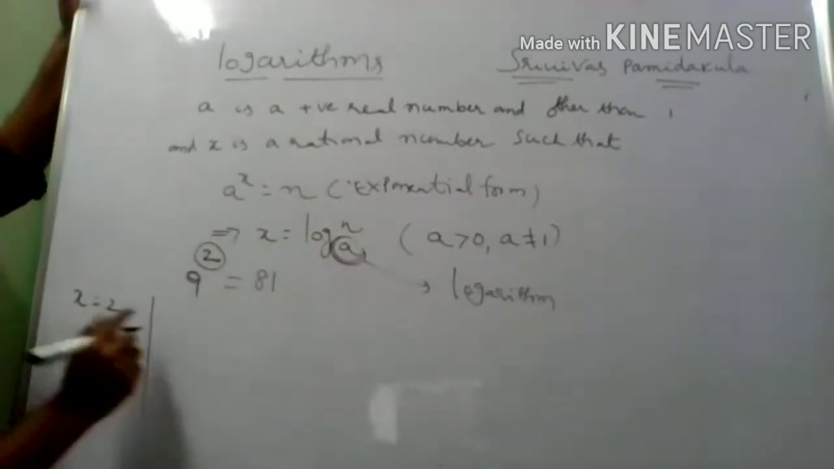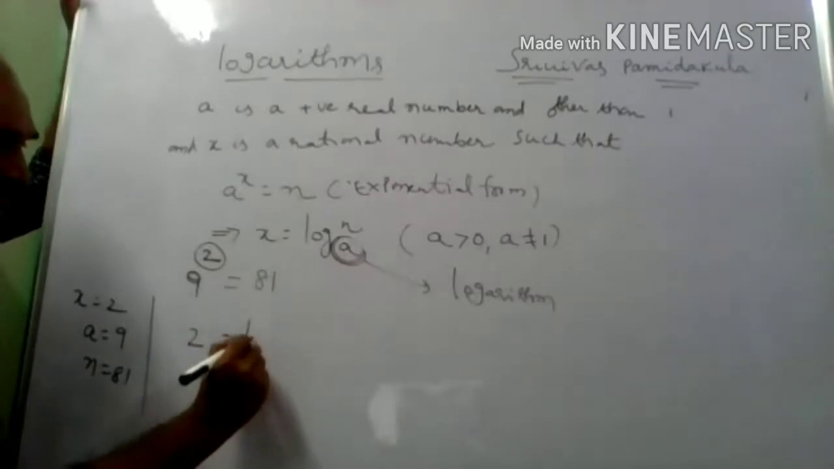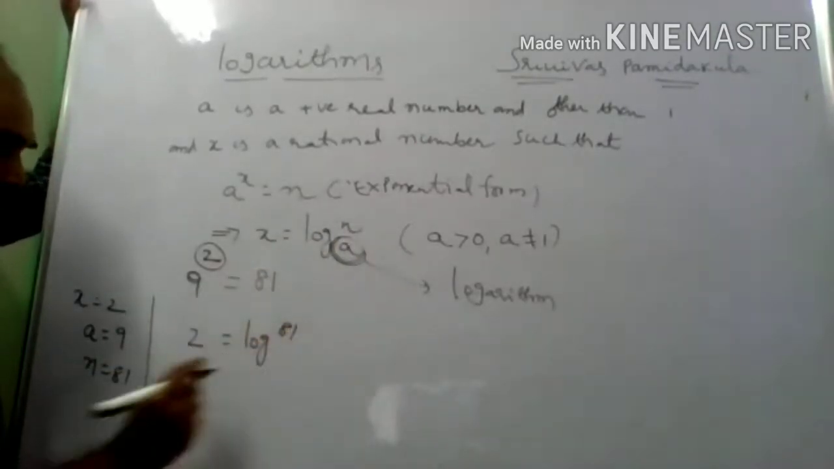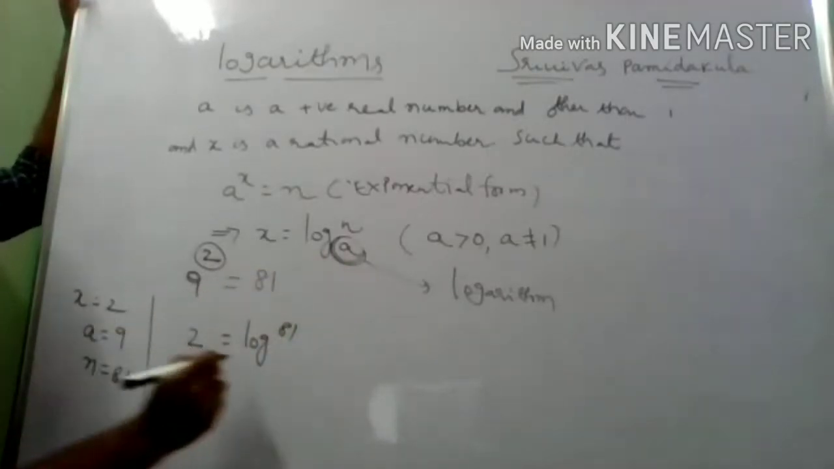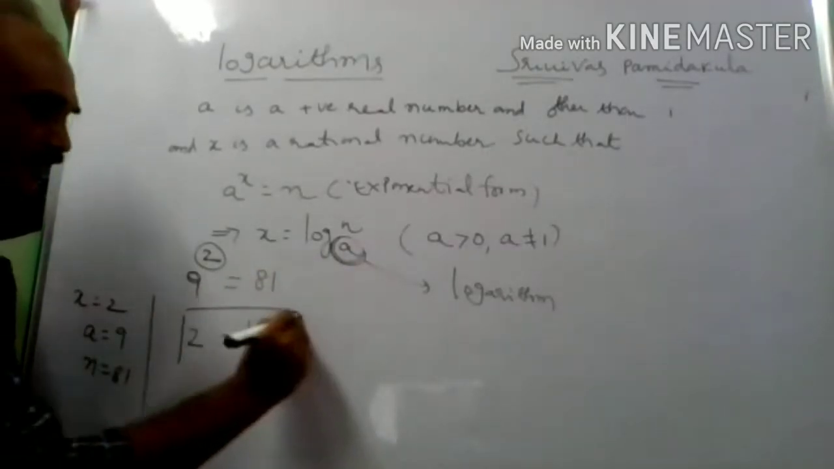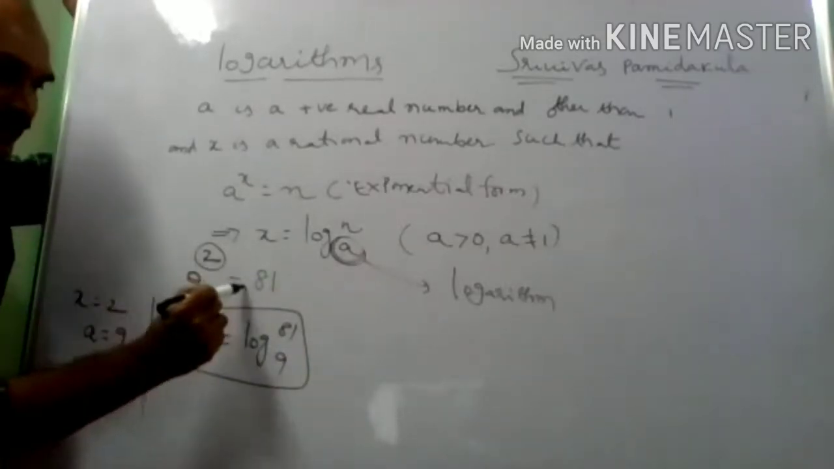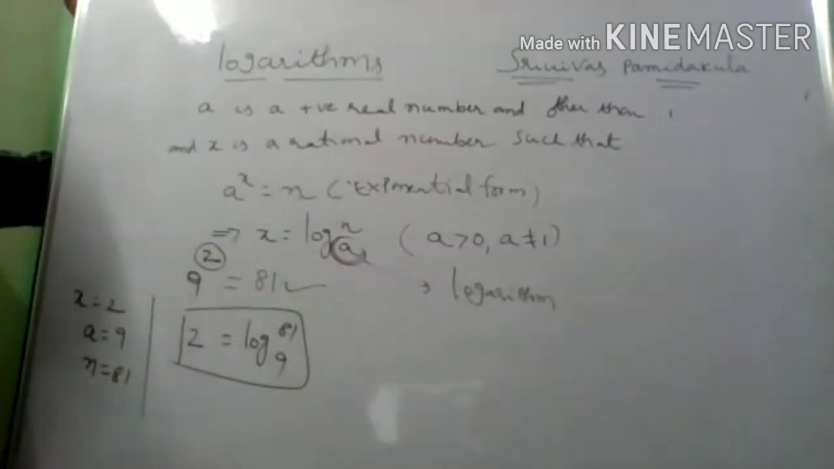X is equal to 2. So 2 is equal to log n, n is equal to 81, to the base a. What is a? 9. This is the logarithm form. This is the exponential form, friends. 9 square is equal to 81.